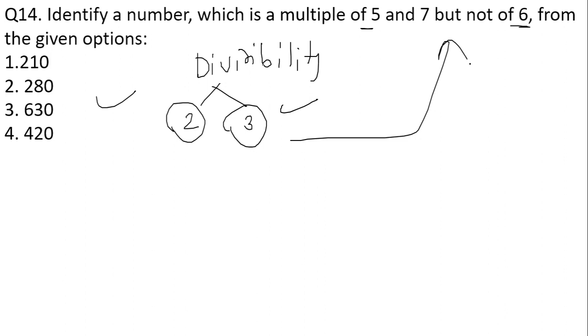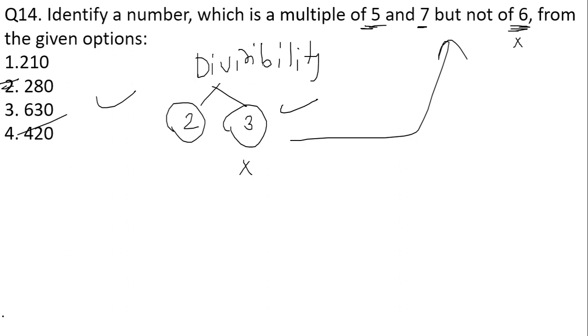In the given options, we can clearly see that 280 is a number which is a multiple of 5 and a multiple of 7, but it is not a multiple of 6. Why? Because 2 plus 8 gives 10, and 10 is not divisible by 3, so it is not divisible by 6 either. Got it? Maybe many students are not understanding exactly what I am telling you right now, but if you have seen my divisibility test videos, you can clearly understand.